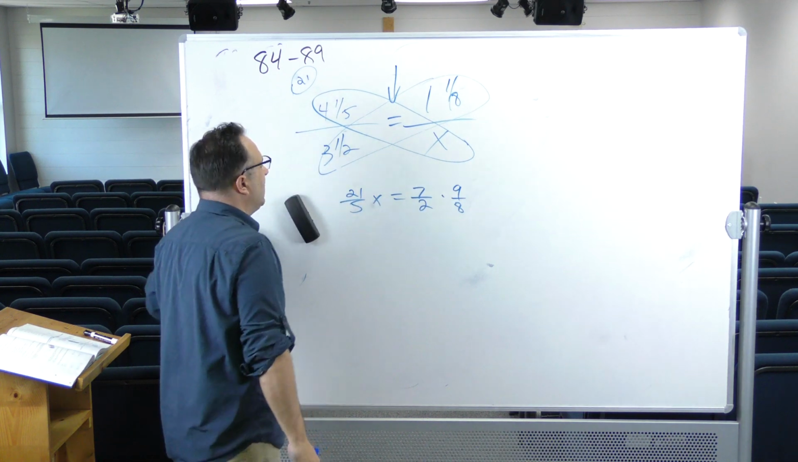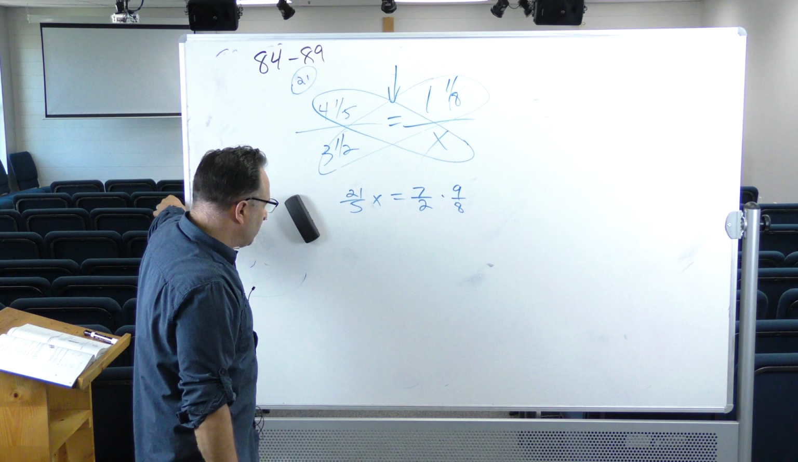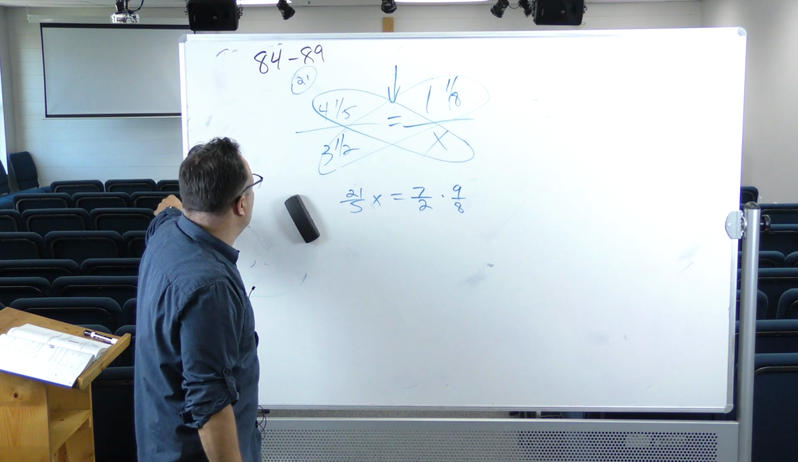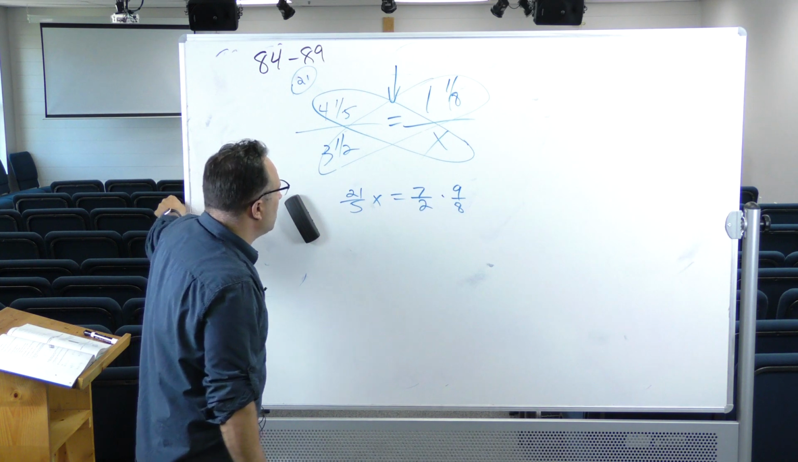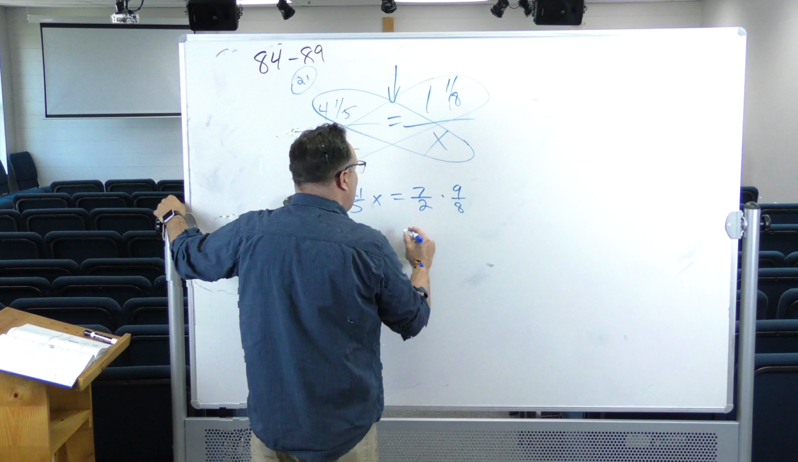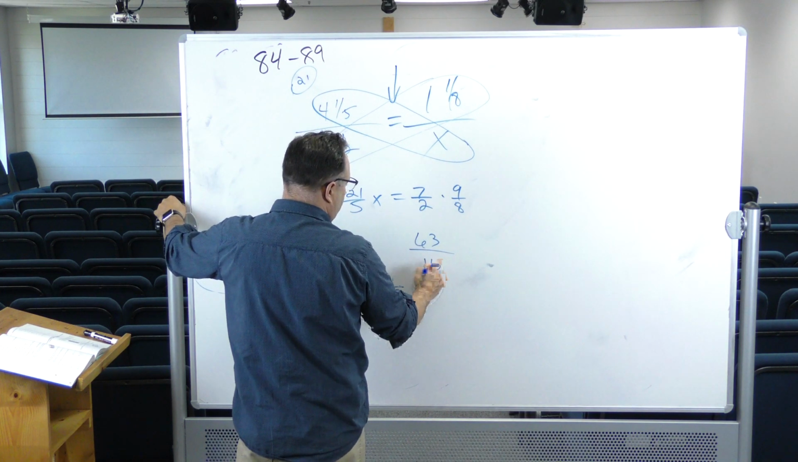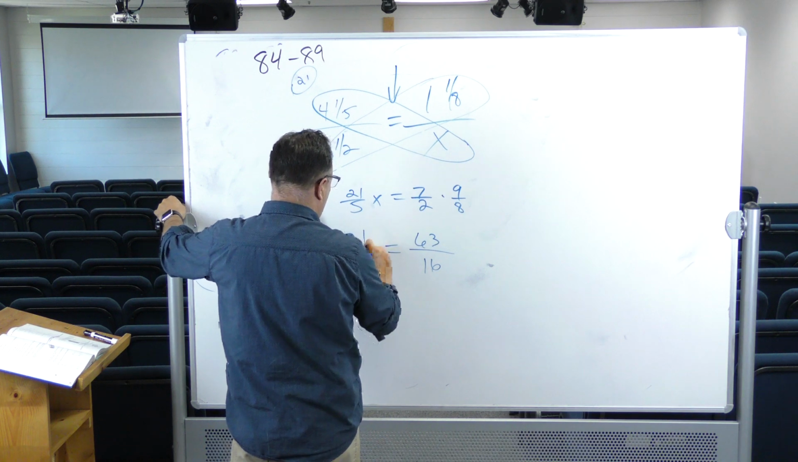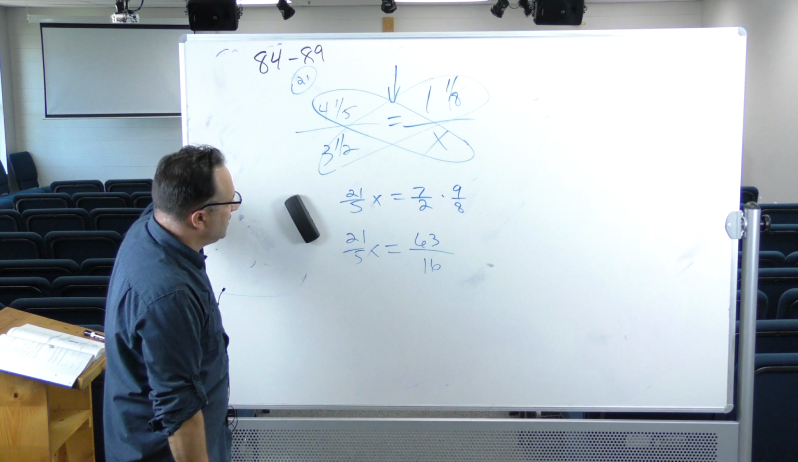All right, so I turned everything into an improper fraction. I cross-multiplied. I got to see if there's anything I can reduce here. And I don't think I can. All righty, so what I'm going to do is I'm going to multiply 7 times 9, which is 63. 8 times 2, which is 16. So I have 21 over 5 x equals 63 over 16.